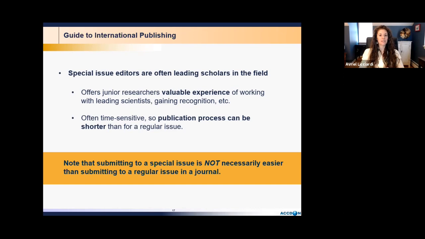And as I said previously, special issues are oftentimes time sensitive. That means that they have a deadline. And in some cases, that means the publication process can actually be shorter than for a regular issue if it's an expedited process. So that is something to have in your back pocket. I do want to note that just because a special issue has all of these differences, it is equally peer reviewed, just like any other regular issue of that specific journal. So that doesn't mean that publishing in a special issue is necessarily easier than submitting to a regular issue in that same journal.